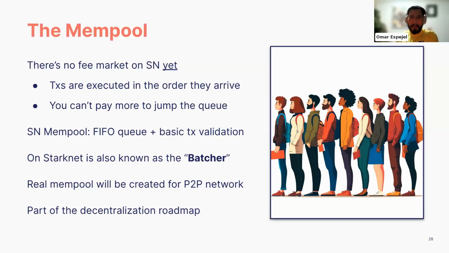Could we say that we have a mempool then? We do have an actual mempool, but it's so basic that it's pretty much a batcher. That's the other name you will hear on Starknet. Basically, there are transactions and they're sent to the Cairo VM to be executed. It does some basic validation of the transaction, but it's super basic. I want to put the mempool there just because it's a term most people are familiar with. As I mentioned, as we decentralize, we're going to need a real mempool, because now we need a P2P network as well. That is being worked on, and it is part of the roadmap to decentralize Starknet.